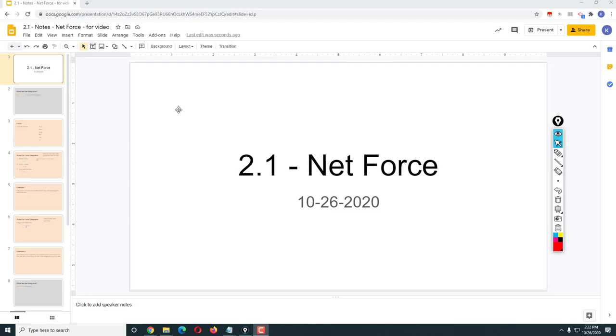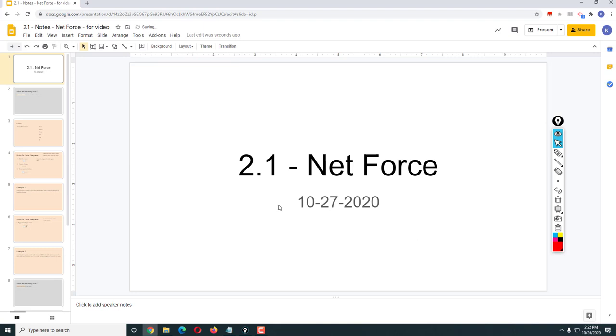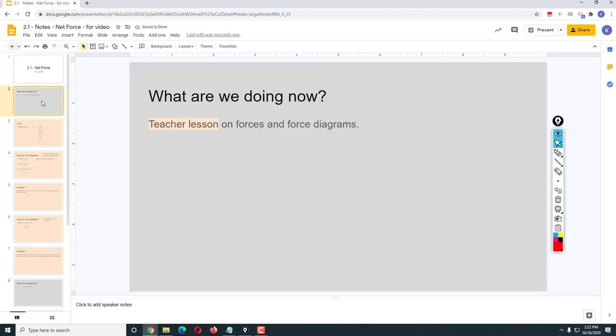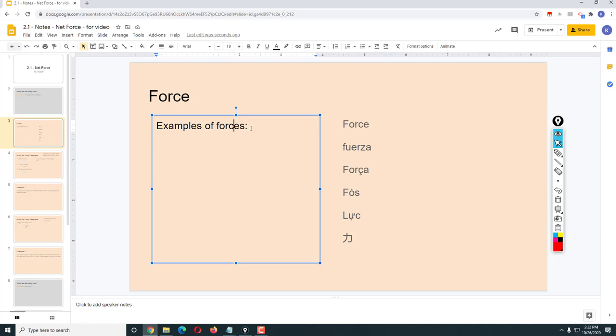Welcome to 2.1. In this unit, we will study forces. 2.1 is about net force. What is a force? For example, when you push something, pull on something, lift something, those are examples of forces. There's also the electrical force, gravity is a force, magnetic force is a force. There are a lot of forces in life.